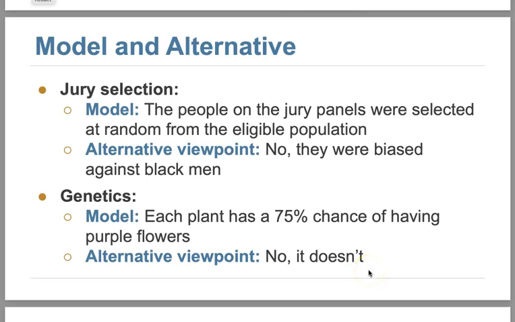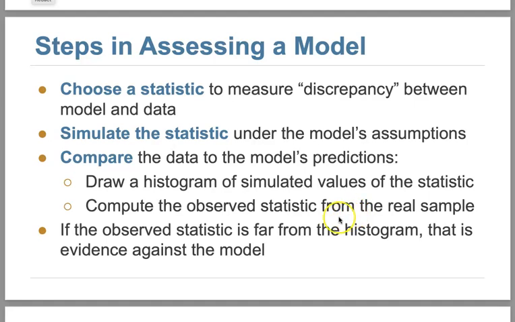You need to be careful: this example is very straightforward. Because they say each plant has a 75% chance, we just compare the difference between the observed data result and the 75%. To conclude, whenever we have a model, we need to assess the model. So here are the steps.